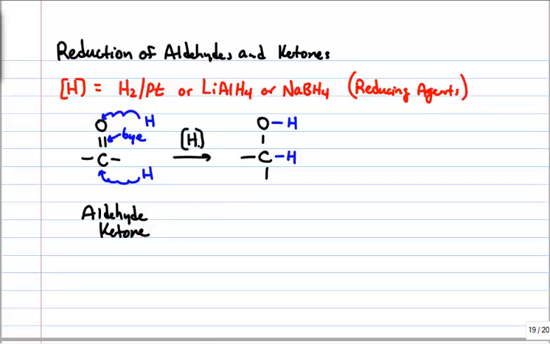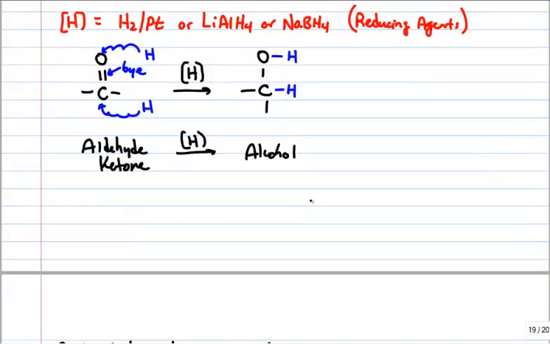And you may say, well, what's a reducing agent? Well, one of the 3 that's listed here. If it undergoes reduction, you end up with an alcohol. Again, this is a very useful chemical transformation. Well, let's do an example.